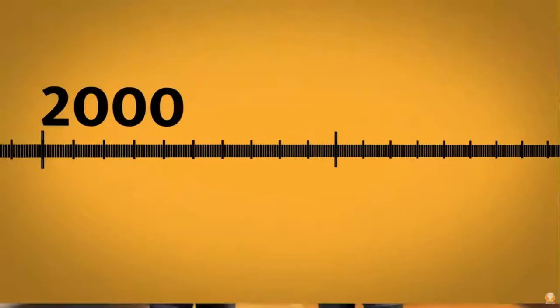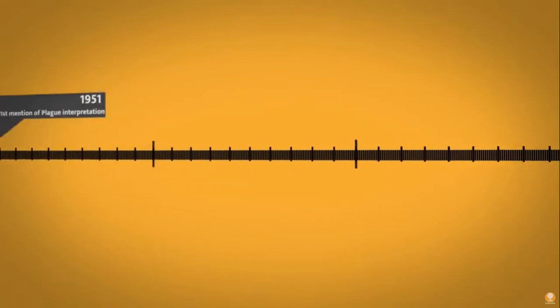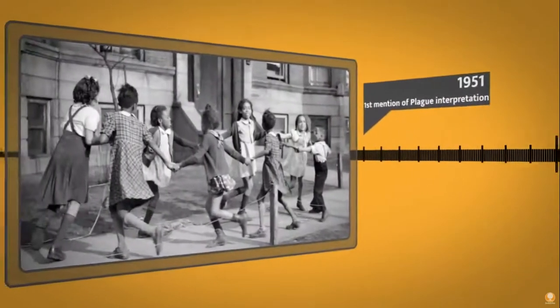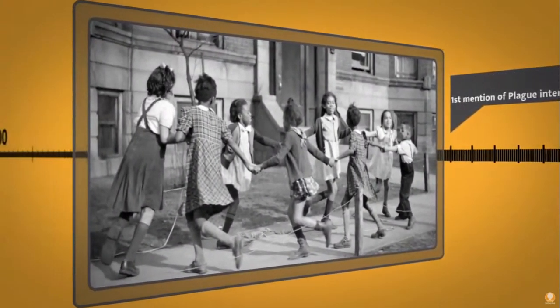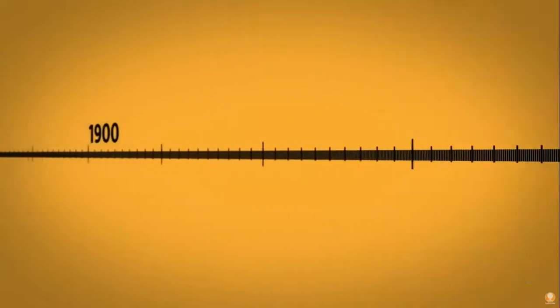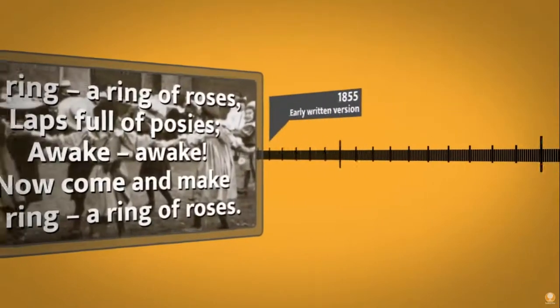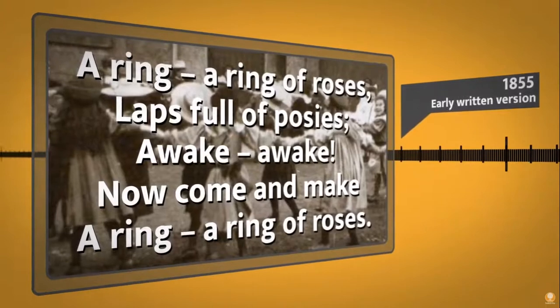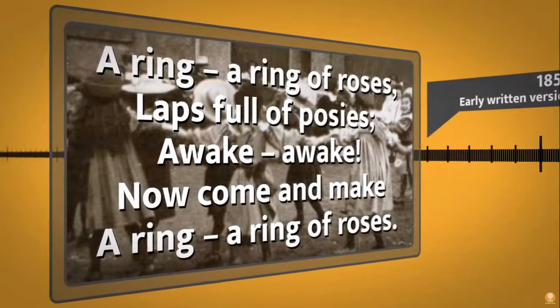Okay, hold on. Yeah, none of that is true. What? What do you mean? Didn't you hear me explain it? It makes so much sense. Yeah, it might sound convincing, but let's look at the facts. For starters, this theory that Ring Around the Rosie is all about death and disease only dates back to the mid-20th century. The first written version of the rhyme only dates back to the 1850s, and it's pretty different than the one we know today. It doesn't even mention ashes or falling down.